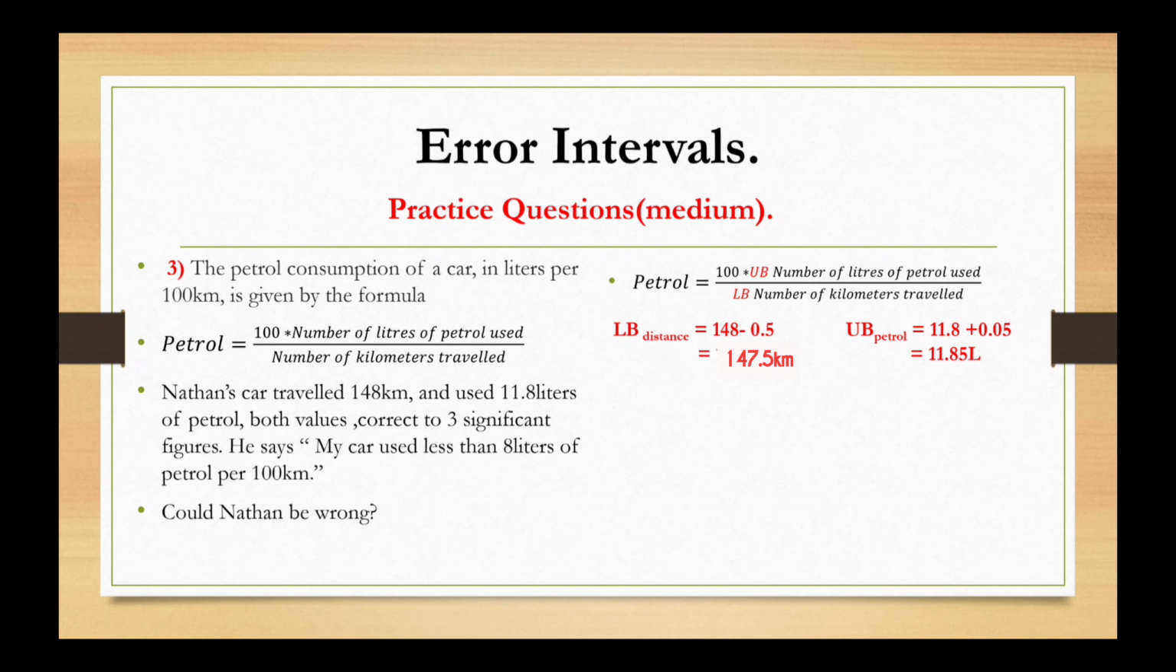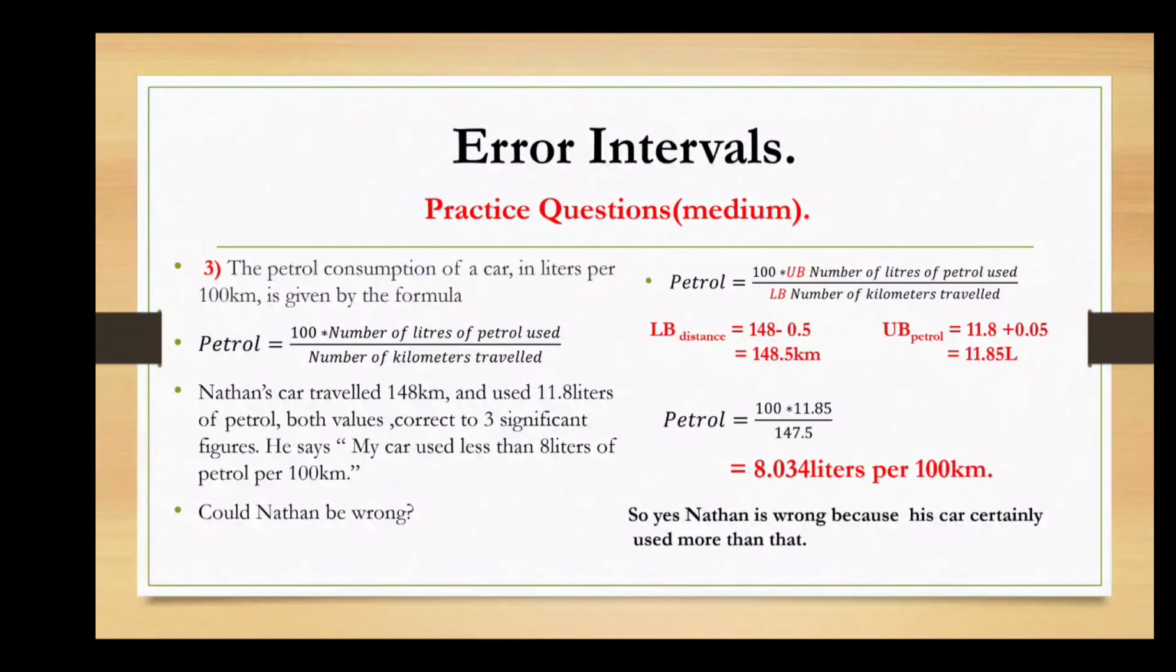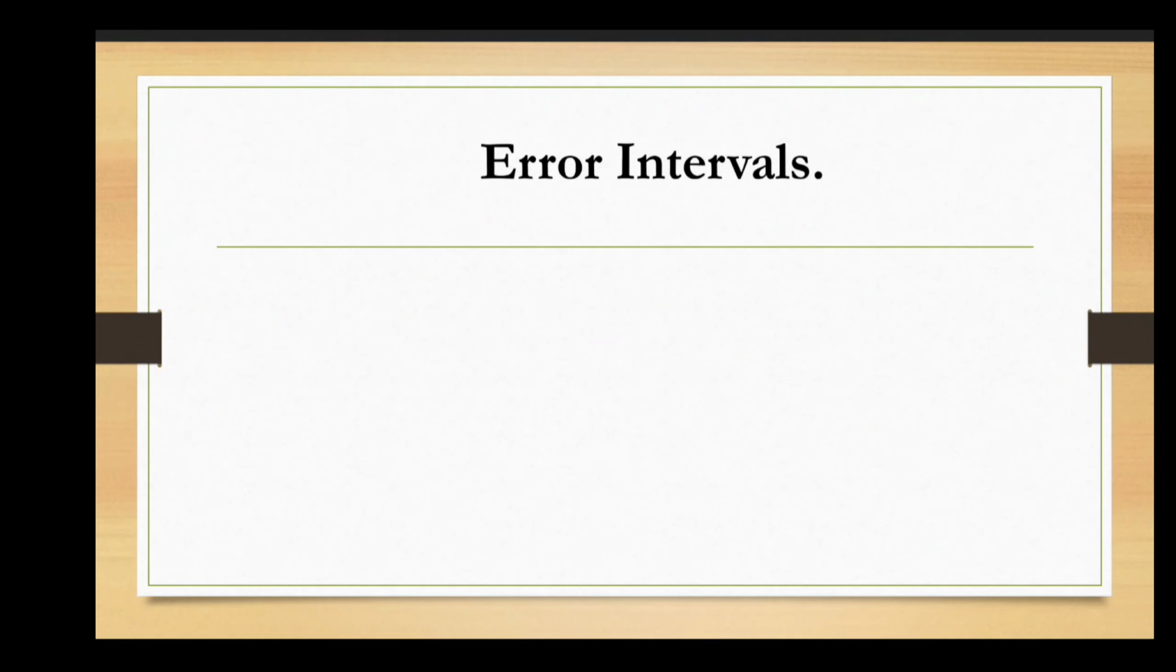Okay, now we're going to go ahead and plug this into the formula. We have 100 times 11.85 divided by 147.5. Okay, so we see that we have 8.034 liters. This is the maximum amount of petrol that this car could have consumed. Now, is this value less than 8? It's certainly not less than 8, so Nathan could be wrong. Okay, moving on to a much harder question.